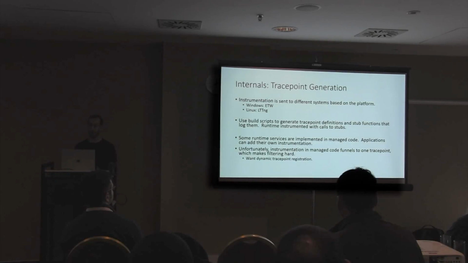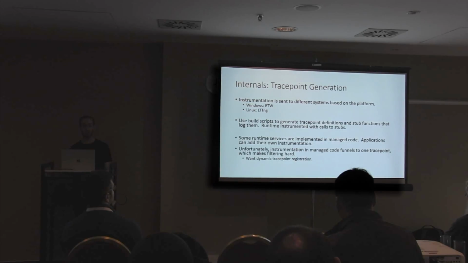In order to do that, we use build scripts at build time to generate trace point definitions, and we actually have stub functions that log them. These stub functions are littered all around the runtime, and we just generate them to have them call into LTTng specific code on Linux.